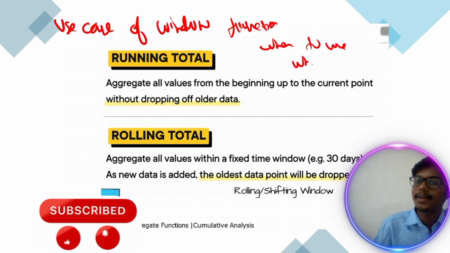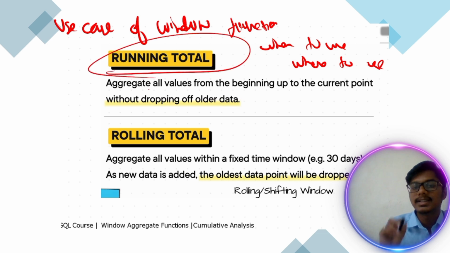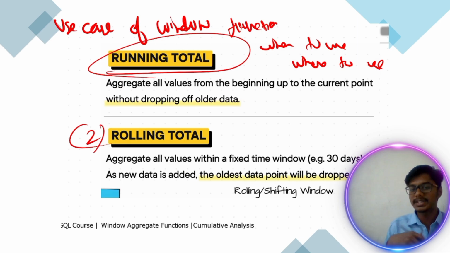When to use and where to use. The first use case is the running total, and the second use case is the rolling total. Later we will discuss what is meant by the running total and what is meant by the rolling total.